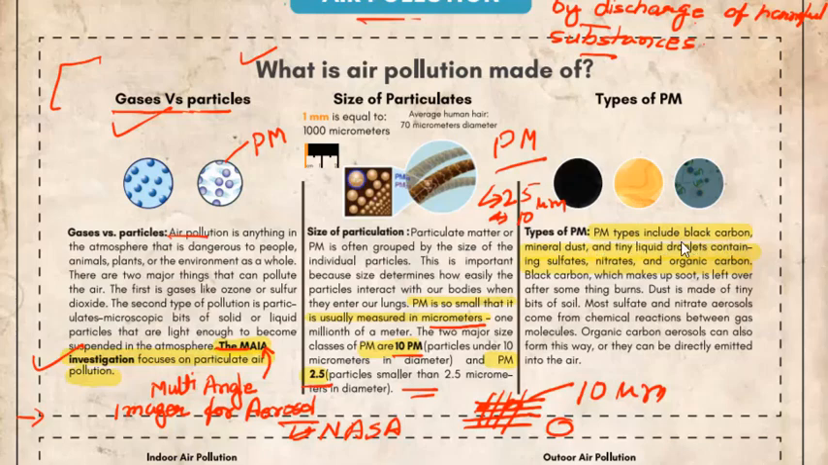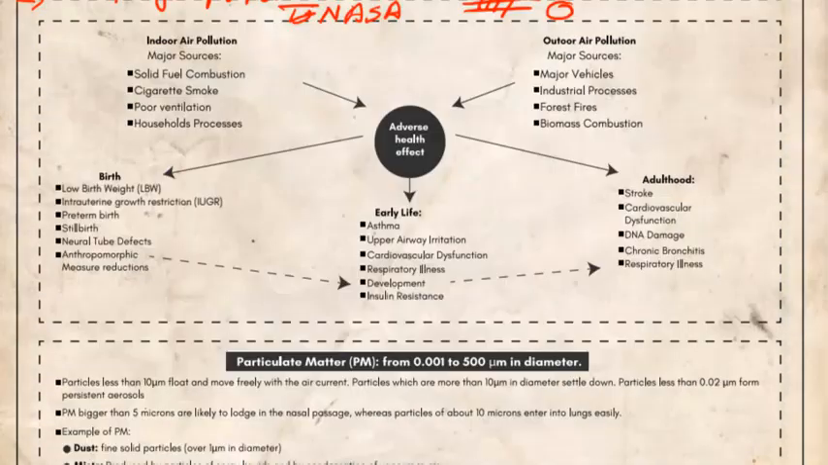PM types include black carbon, mineral dust, and tiny liquid droplets containing sulfates, nitrates, and organic carbon. Black carbon, which makes up soot, is left over after something burns. It is talking about black carbon, soot, and also organic carbon aerosol. This is giving the different types of particulate matter. Just know it, it is not very important for the examination. Let's see the next topic.